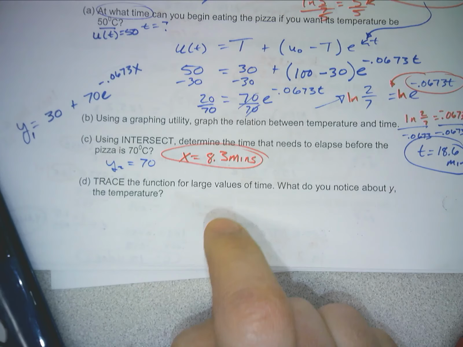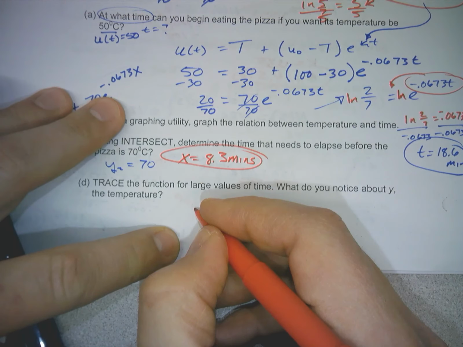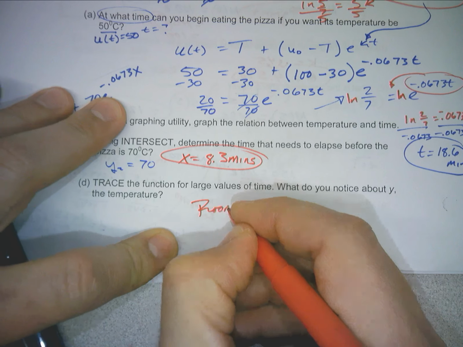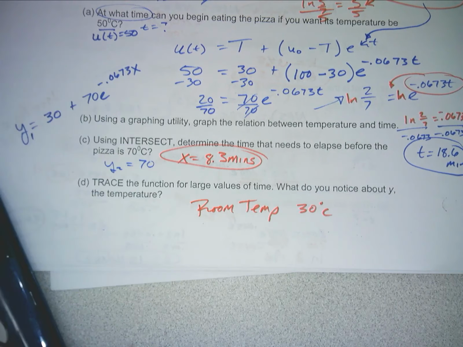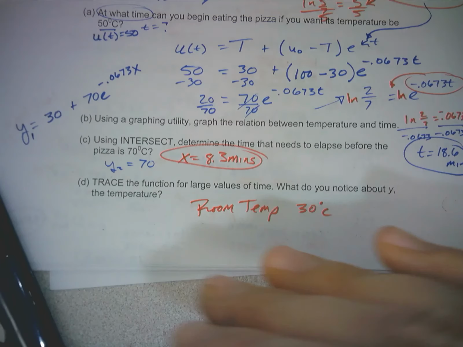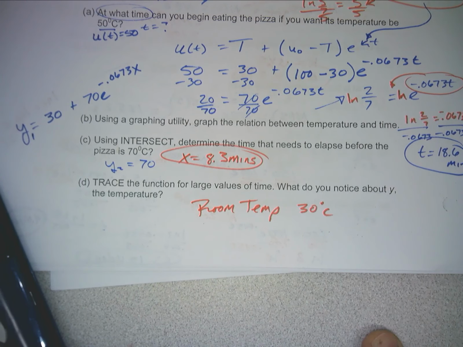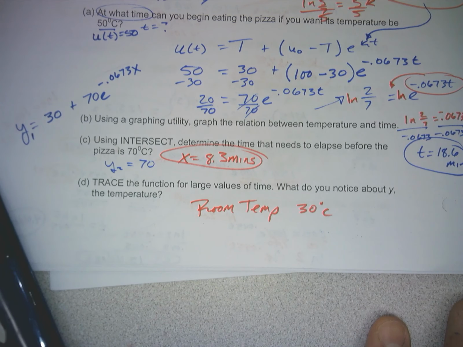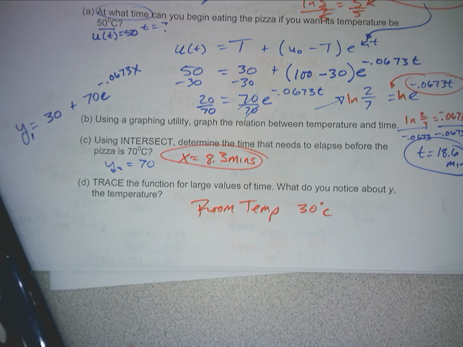So that's the idea of the trace function for part D, getting down to 30. Room temperature is 30 degrees Celsius. As x gets bigger and bigger, your temperature is getting all the way down to 30. And that should make sense. If you have something out from the oven, it's eventually going to be as warm as what it's sitting in. If it's sitting in the freezer, it's going to be frozen. If it's sitting out on the counter, it's going to be whatever room temperature is. And that's the idea.